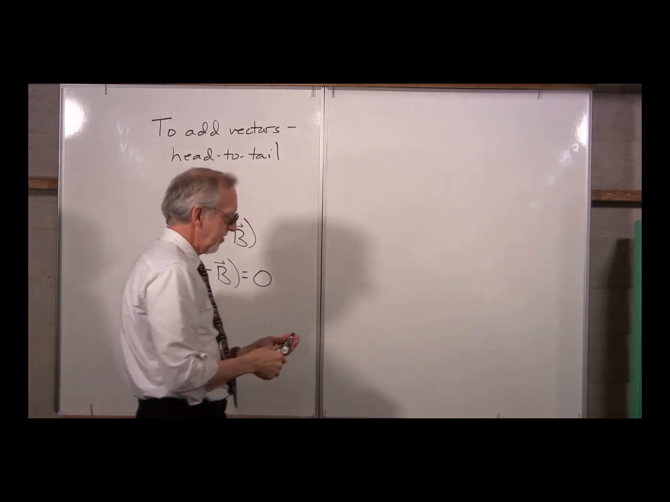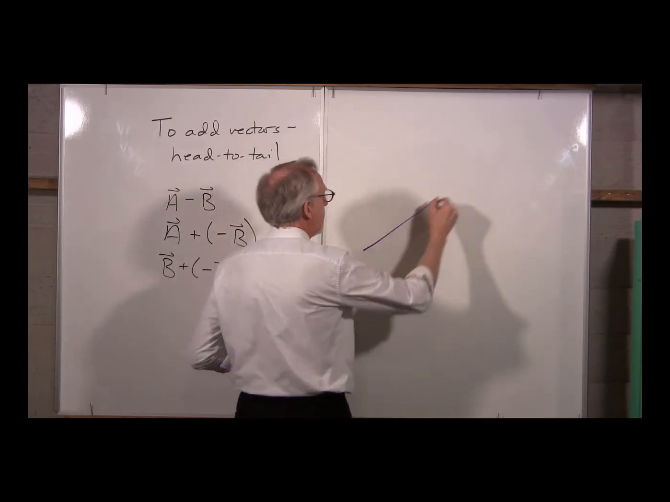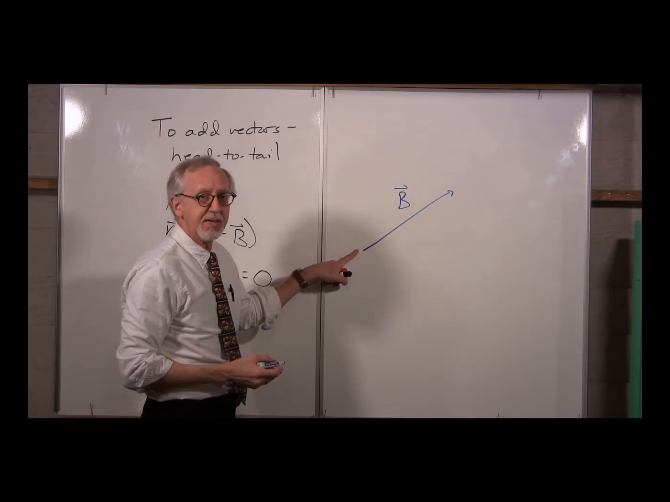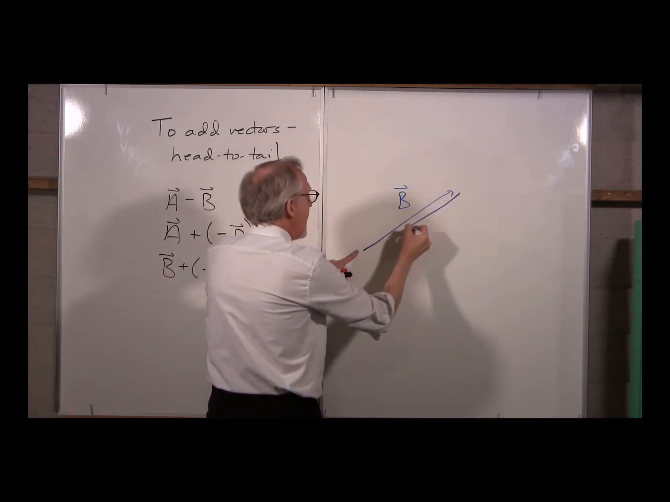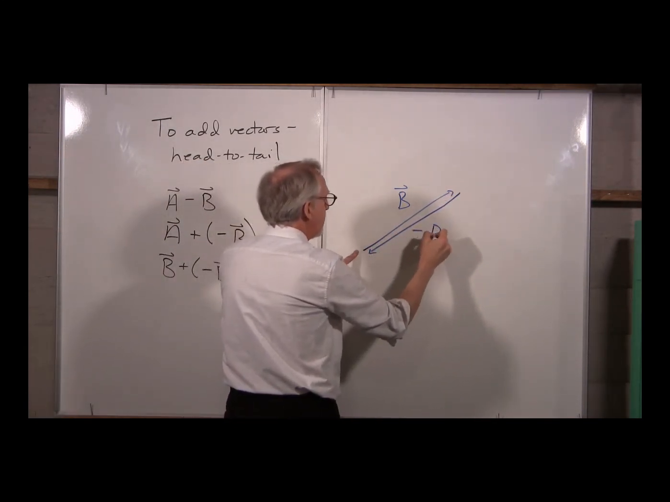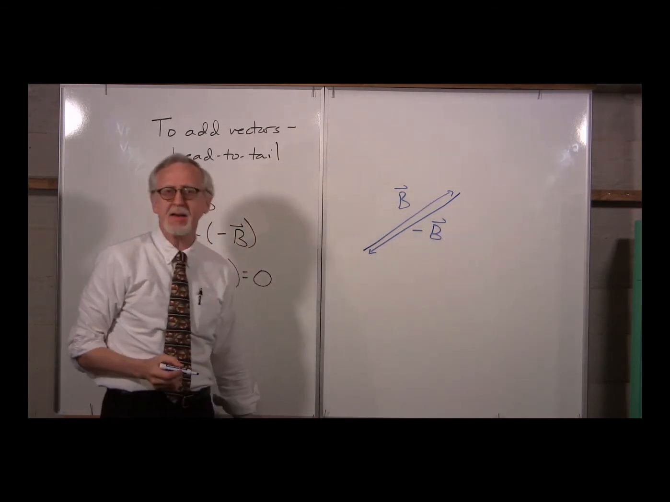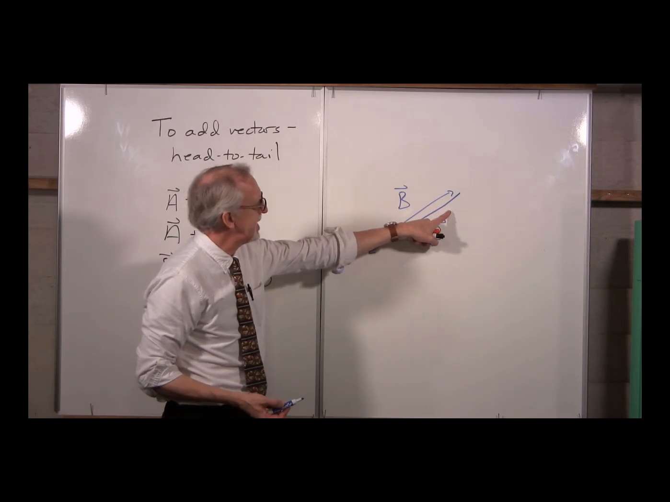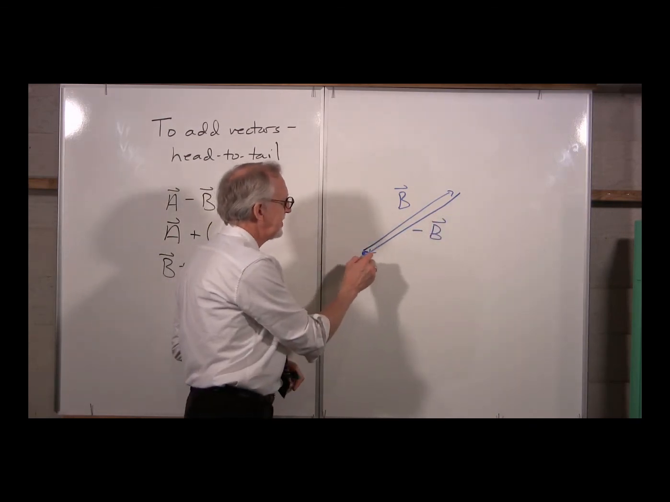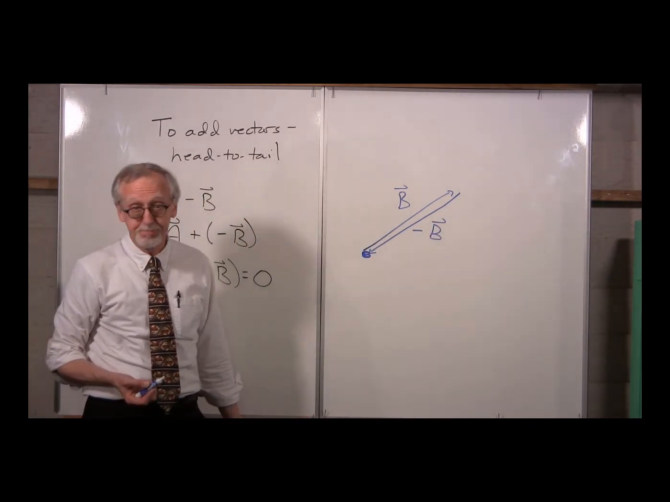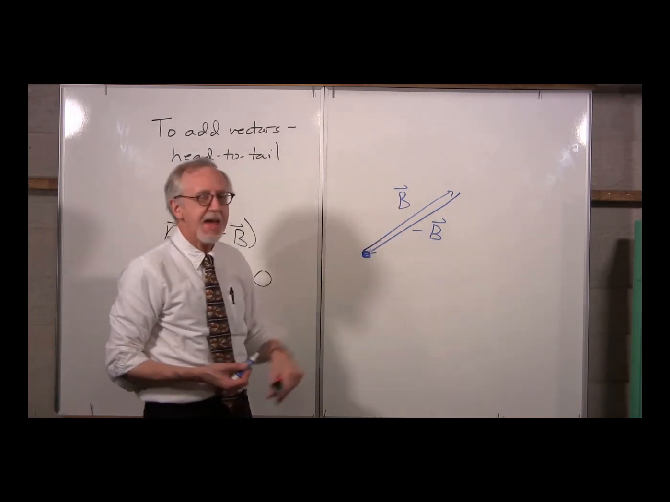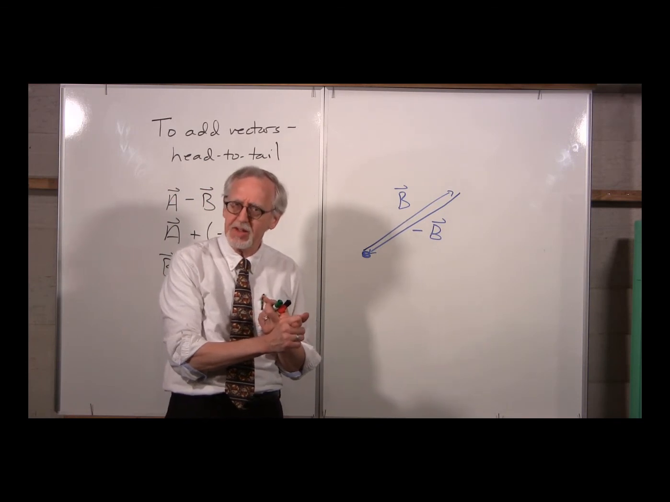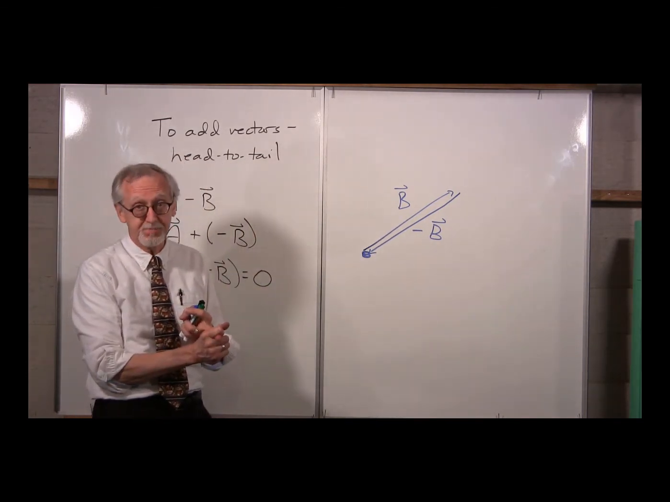Well, if I have a vector b, what would I add to that to get back to where I started? Well, I would add it to a vector with the same magnitude but opposite direction. So that b plus negative b brings me back to where I started. That gives me 0. So negative b, the negative of a vector, is just a vector with the same magnitude as the original vector, but in the opposite direction.